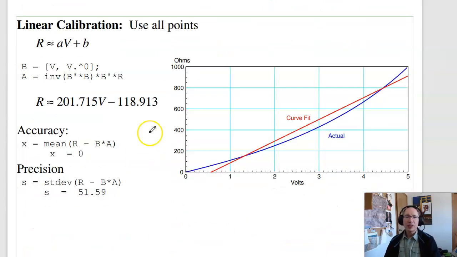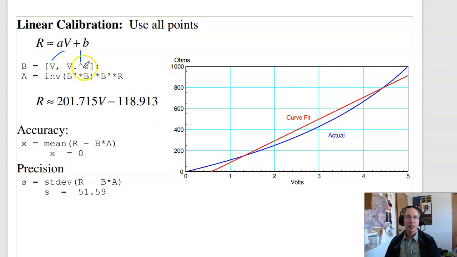Well, that'd be linear calibration. To do R equals AV plus B, choose the basis to be voltage and 1. One way to generate the number 1 is anything to the 0 power is 1. Now solve for A using least squares. I get 201 minus 118. So here's the straight line that minimizes the sum squared difference between the straight line and your data. So that's the best you can do in a least squares sense.